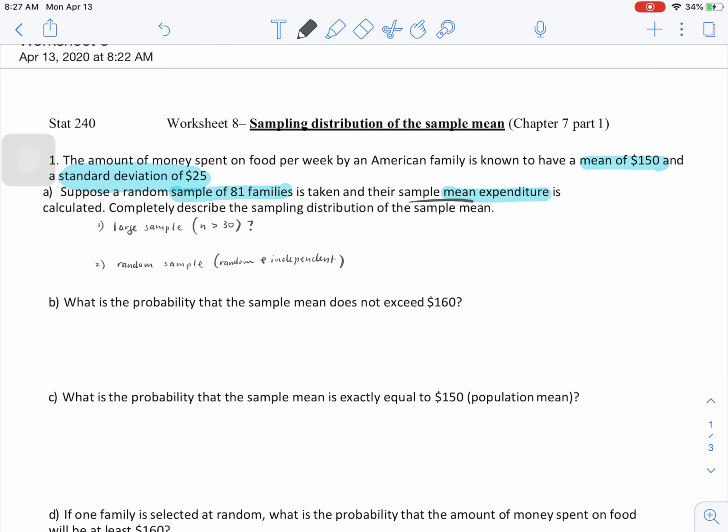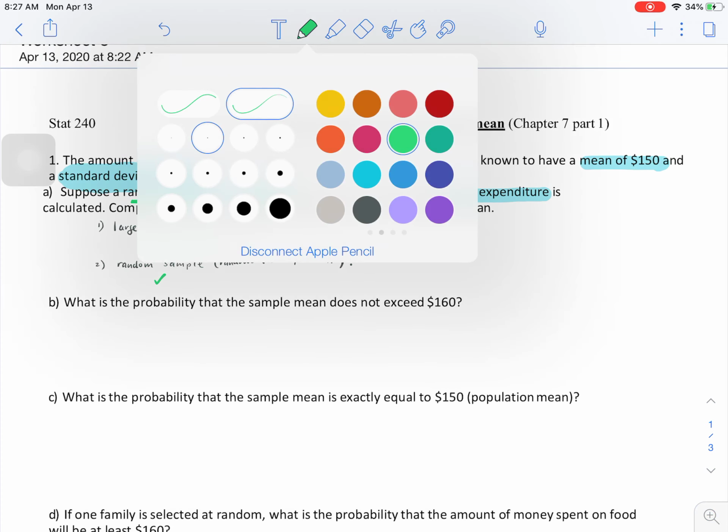So let's check if those are true. Well, first let's check our sample size. Our sample size is 81 families, and 81 is greater than 30, so this condition is satisfied. Then we check, do we have a random sample? Well, it tells us that we do. So we know that our sample is random and we can assume that it's independent. So this is true. So now we can apply the central limit theorem.